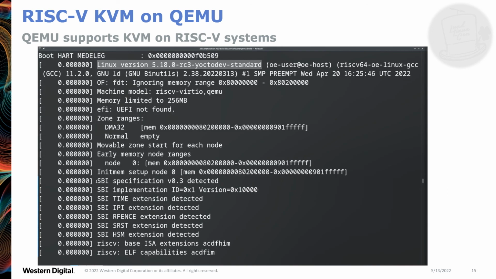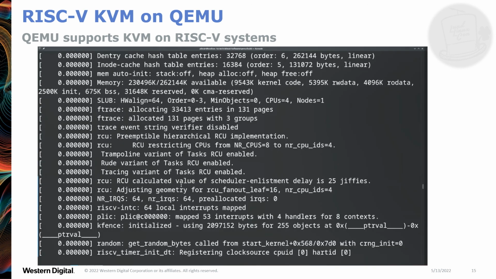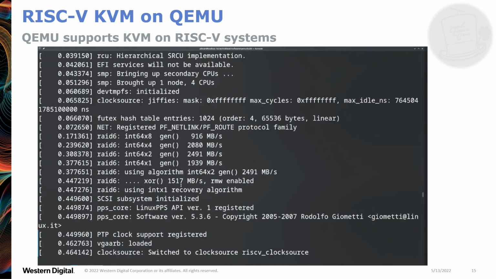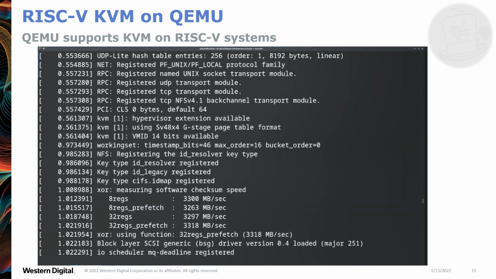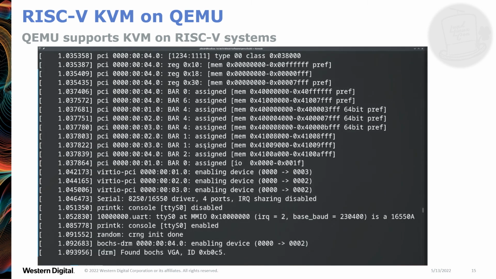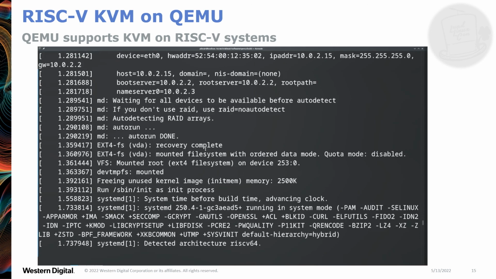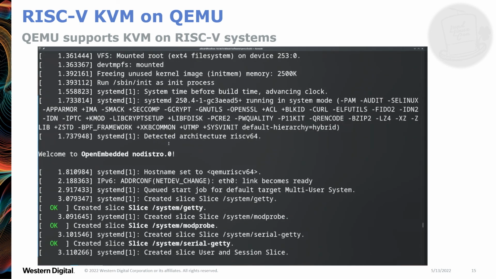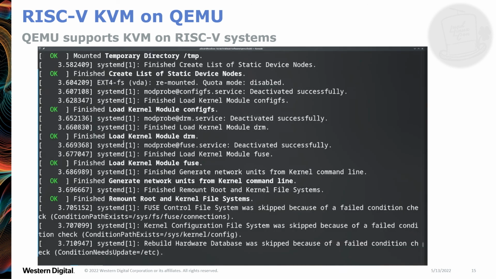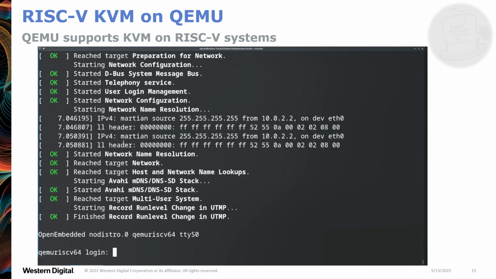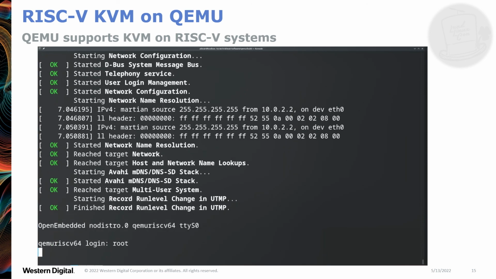And here's Linux. It's detected SBI, and it's detected KVM. There we go. It's detected KVM and the hypervisor extension. So the kernel has automatically detected KVM, and enabled it, and we're going to use it. Otherwise, it's just a normal Linux boot. There we go, systemd. I like systemd as well, like the Bosch guys were saying. So log in.